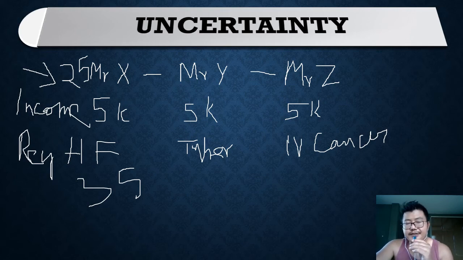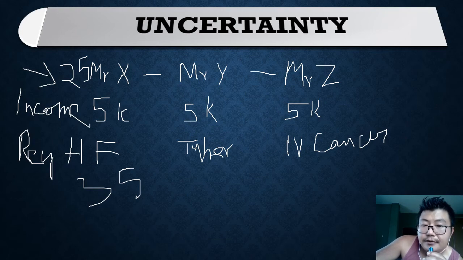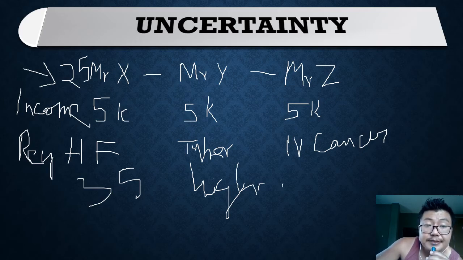Why? The reason is that now he is suffering from fourth stage cancer, and after 10 years his chance of survival is very less. That's why he cannot apply for insurance. Mr. Y can apply for insurance with a higher premium. Okay, higher premium. And Mr. X can apply for insurance with standard premium.